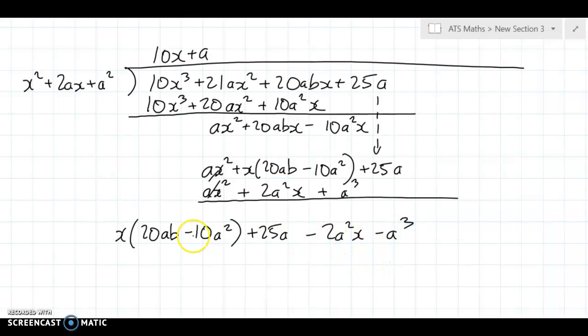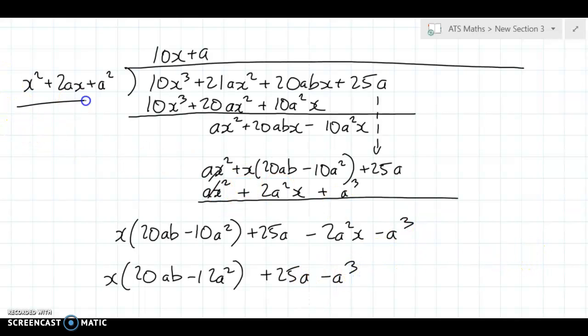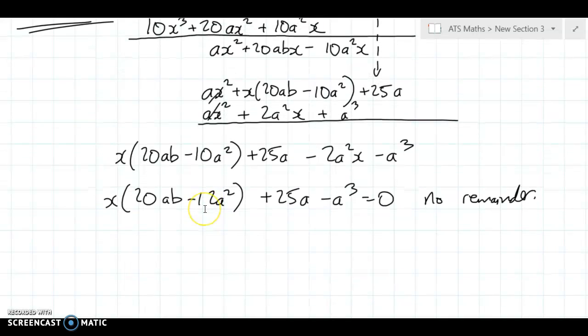Now we can gather in this x again into this bracket, so we have x outside of 20ab minus 10a squared minus 2a squared, which gives us minus 12a squared, and we're left with this stuff outside here. Now remember, this up here is a factor, so that divides into this mess cleanly, so there should be no remainder, right? So this stuff here should all equal 0, and for that to equal 0, the coefficient of x, which is the stuff in the brackets, must equal 0, and this stuff out here must equal 0. So they're two separate facts.